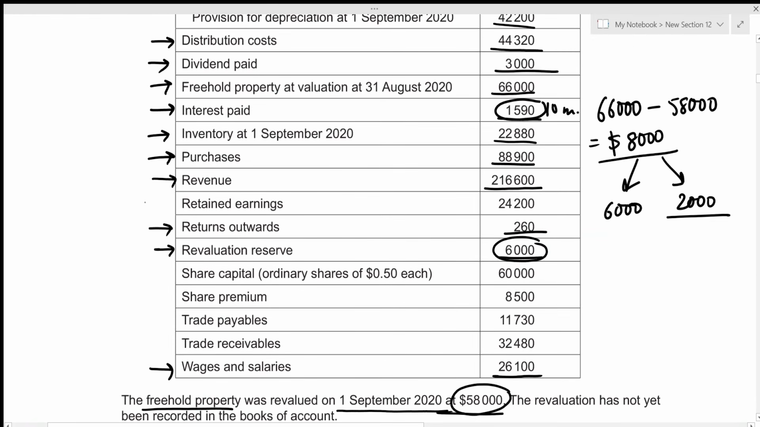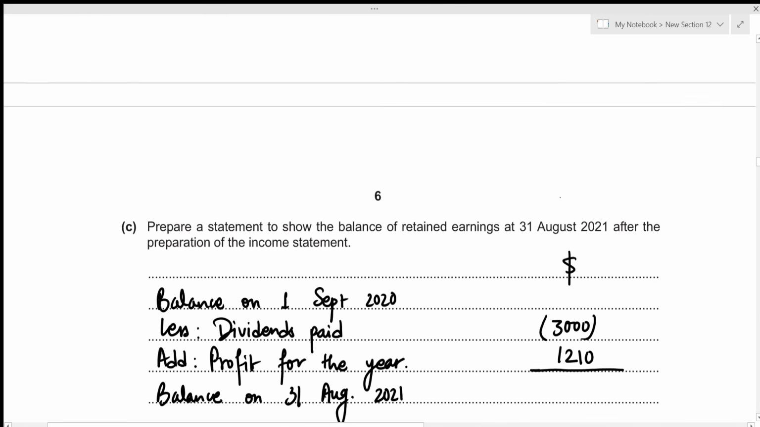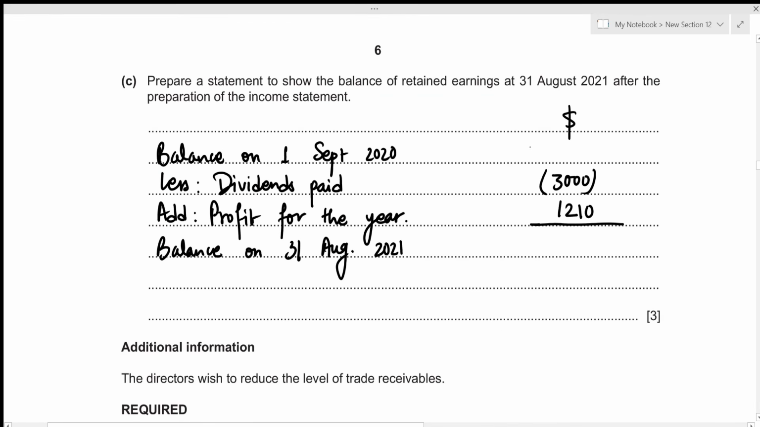Alright, we have retained earnings right here with the value of 24,200 and this will be our opening balance. So we just need to substitute this value and then figure out the closing balance of the retained earnings. Let's do that. So opening balance is 24,200. Now the closing balance will just be 24,200 minus 3,000 plus 1,210, which gives the closing balance to be 22,410. Alright, this concludes the third part. Now we can move to the fourth one.